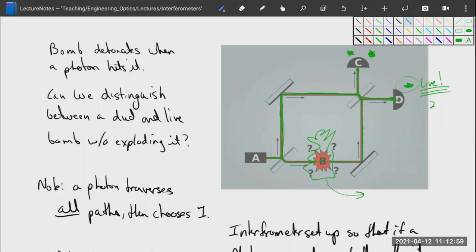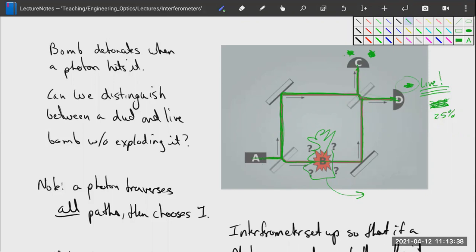So 25% of the time, we have a 50% chance of the photon going top or bottom here, and a 50% chance of going top or bottom here. So we have a 25% chance of catching a live bomb without exploding it the first time. Now, if the photon went to the top path and then went to C, which is a 25% chance, we couldn't tell the difference, right? So we'd have to run the test again, which means we have a 50% chance of exploding our bomb, but a 50% chance of not.